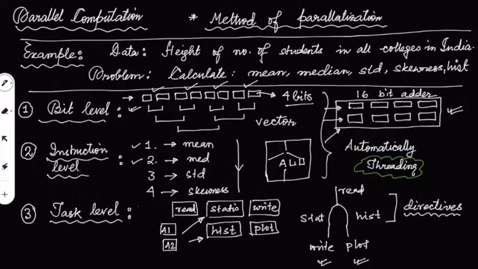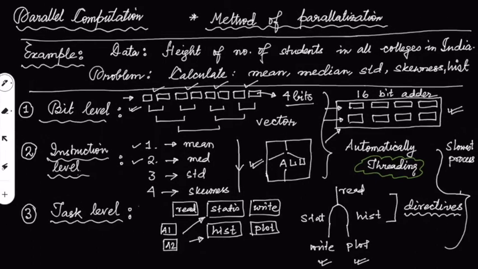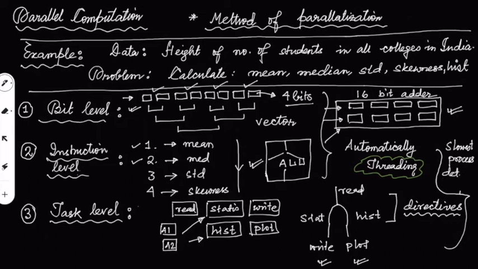Here also there will be a problem of synchronization, because it's obvious that the mean can be calculated faster than the median, standard deviation, or skewness. So the mean will be calculated faster, but then you have to wait until the slowest process ends. So in these two cases, the slowest process determines the speed of the calculation. Any questions so far?